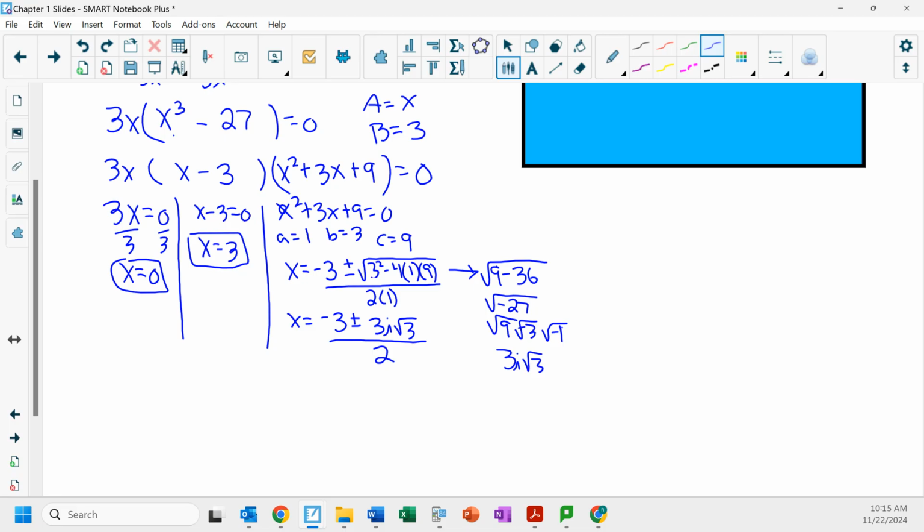If I look to reduce that, I can't, because 3 over 2 doesn't reduce. So therefore, my answers would be 0, 3, and then you can just leave it as negative 3 plus or minus 3i root 3 over 2. So whenever you're using sum of cubes or difference of cubes, most times that quadratic that comes out is going to be an imaginary root. So you're going to have to do quadratic formula. It's never going to be factorable.